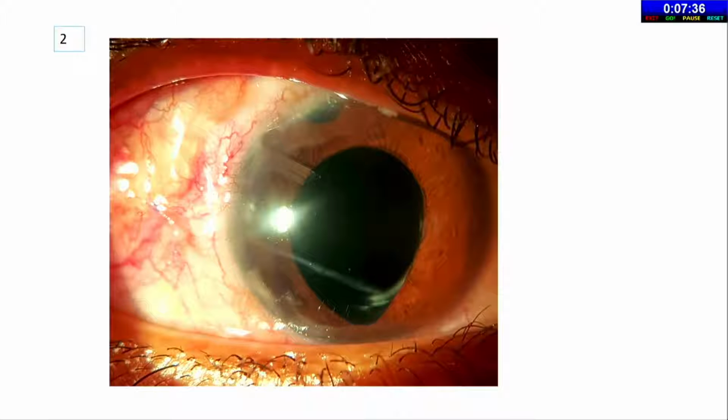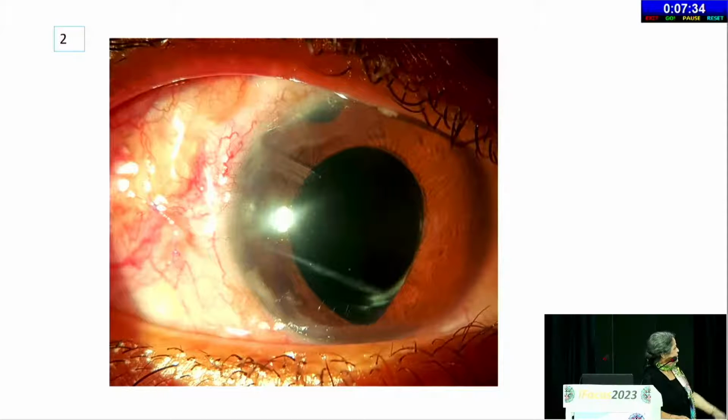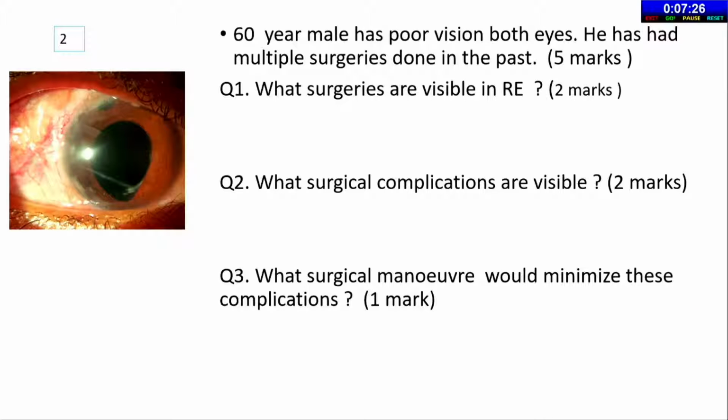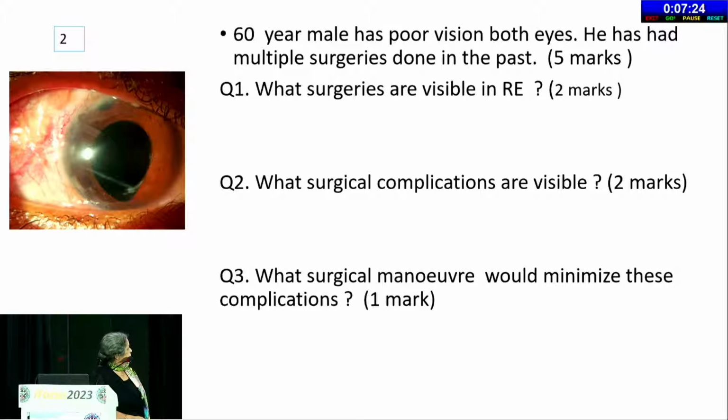Dr. Perihar's favorite thing. What is this picture showing you? 60-year-old male has poor vision both eyes. He has had multiple surgeries done in the past. What surgeries are visible in the right eye? Come close to the mic. Other people just be on the mic. It's fun. What surgeries are visible?